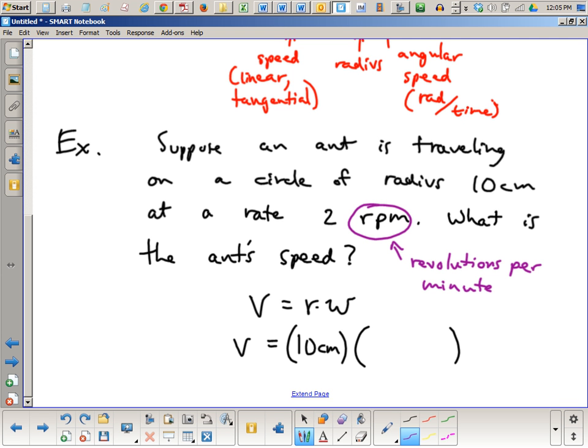A revolution means 2 pi radians. We said that earlier. So 2 revolutions per minute would be 4 pi radians per minute. We think of this as 2 rev per min, and if you multiply this by the fact that there are 2 pi rad in 1 rev, you see that this is actually 4 pi radians per minute that goes in the formula.